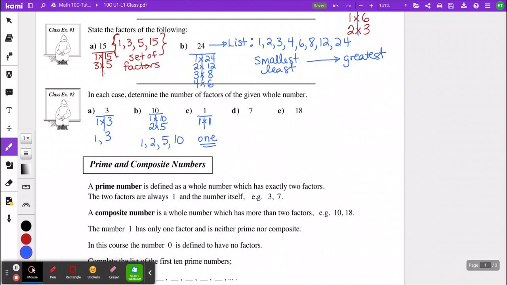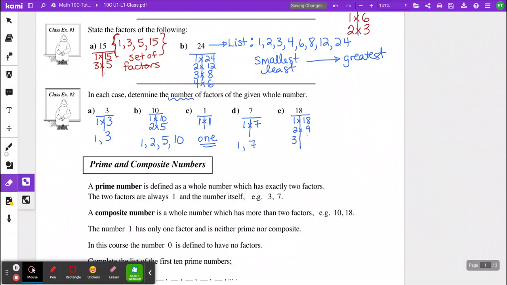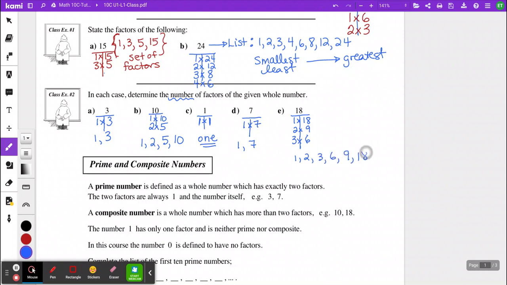And how many factors? Because we want to find the number of factors. So first of all, we're going to list our factors for each one, and then we're going to state the numbers. So for 7, again, a factor T-chart, 1 times 7. Our factor list is 1 and 7. 18, our factor T-chart, 1 times 18, 2 times 9, 3 times 6. So our list would be 1, 2, 3, 6, 9, and 18.